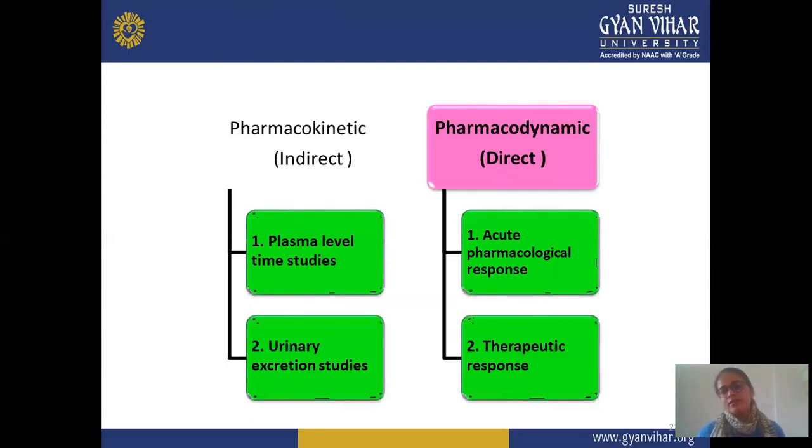Next is pharmacokinetic and pharmacodynamic parameters. The pharmacokinetic parameter is divided into two classes: the plasma level time study, and second, the urinary study. Next is the pharmacodynamic parameter, also known as the direct method. In this, there is the active pharmacological response, and second, the therapeutic response. In pharmacokinetics, you check plasma level or urinary excretion data, because we already studied that pharmacokinetics is ADME, that is absorption, distribution, and elimination. In pharmacodynamics, it means the desired effect or therapeutic effect: the active pharmacological response and the therapeutic response.